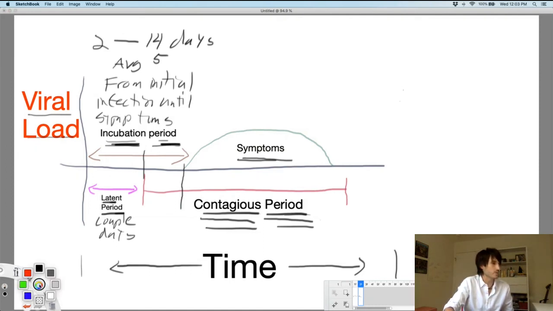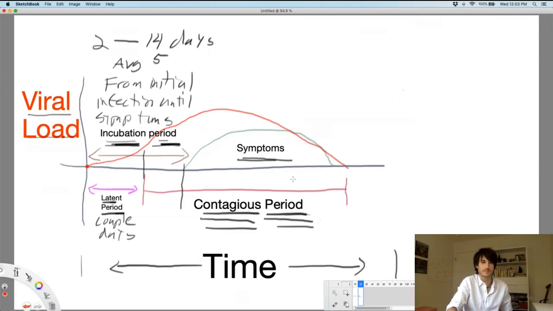I'm just going to draw you a quick little line to show you what amount of virus you're producing at what time so you can kind of see another illustration of this. So here, right at the beginning is when you contract the virus. And you're going to start to kind of build this slowly. And then it's going to build up and up and up and up. And then as you start to show symptoms, this is when this line is going to start to fall until you reach the end of the contagious period.